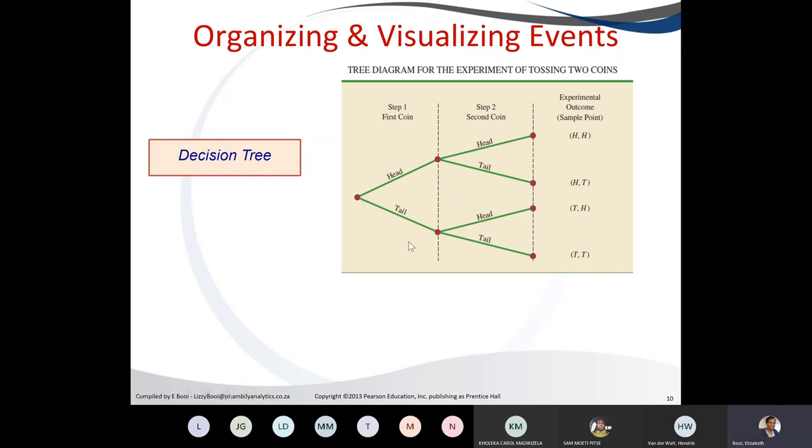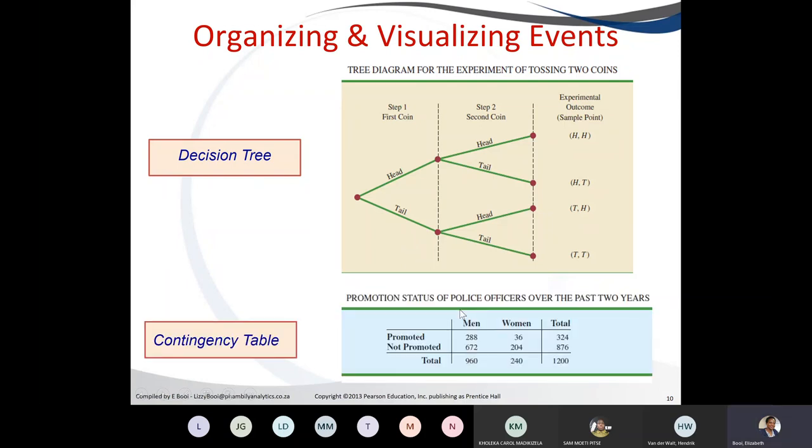The other methodology or the other visualization that you can use, which I always prefer to use, is the contingency table. A contingency table is easy to use because it gives you your event. For example, this is for gender, and also for whether the person has been promoted, the promotion status at work. Inside the table, it will give you your joint event, because this is the joint event of men who were promoted as police officers in the past 2 years. And it will also give you the simple event, which are those in the totals.